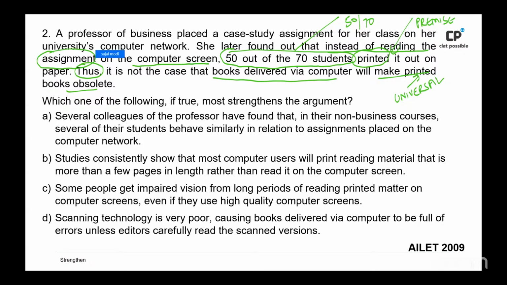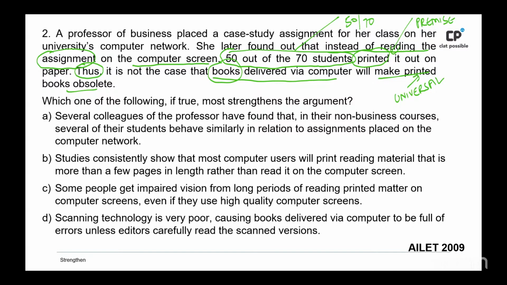In the conclusion, the author starts talking about books. And what's the problem there? Premise में बोल रहा है they did not do the assignments on the screen. Conclusion में बोल रहा है therefore printed books will not go obsolete because of digital books. And we understand there is a difference between assignments and books.